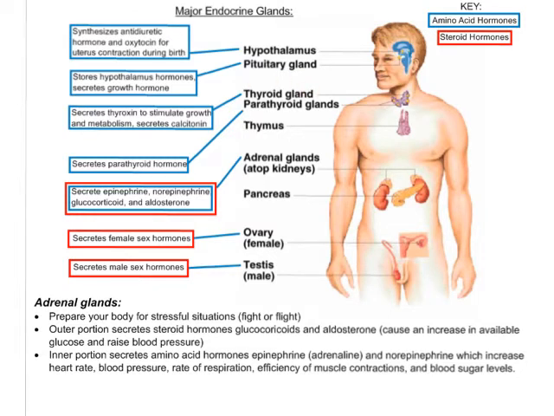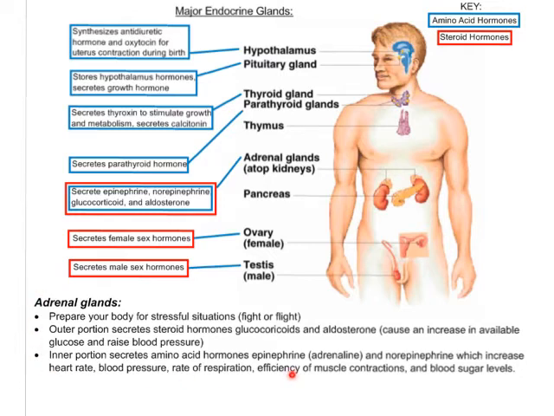The thyroid and parathyroid glands, you can see they also secrete amino acid hormones, and these are some of the hormones they secrete. Adrenal glands are right on top of the kidneys, and there are two different kinds of adrenal glands. One of them secretes amino acid hormones, and one secretes steroid hormones. We're going to talk about that a little bit below. Just a look at the female sex hormones and male sex hormones: they are secreted by the ovary for females and testes for males. Those are steroid hormones rather than amino acid hormones.